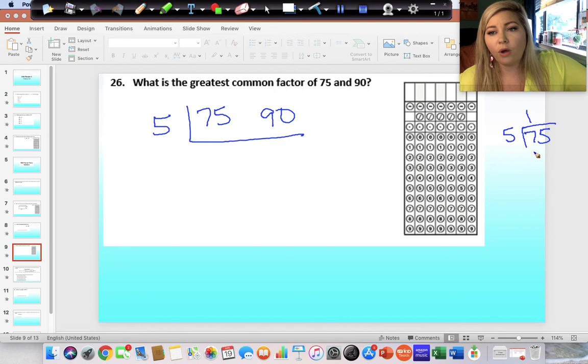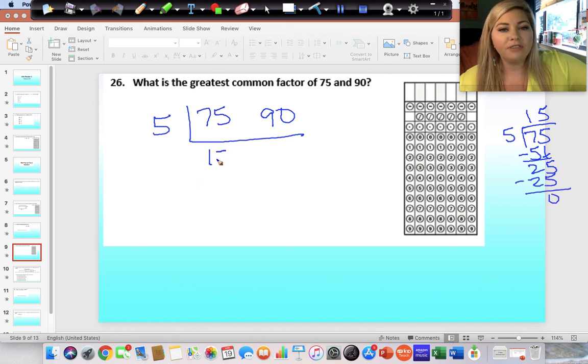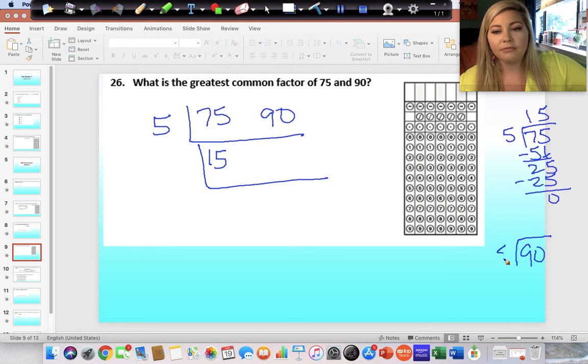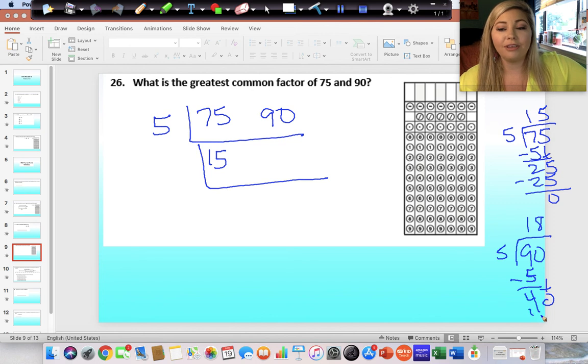5 goes into 7 once, you get 5, subtract, you get 2, bring down your 5. 5 goes into 25 5 times, 5 times 5 is 25. So this would be a 15, because 5 times 15 gives you 75. And then we have to figure out how many times 5 goes into 90. 5 goes into 9 once, that's 5. Subtract, we get 4. Bring down our 0. 5 goes into 40, and that's 8 times. 5 times 8 is 40. Subtract, we get 0. And then we have 18, okay, because 5 times 18 gives us 90.